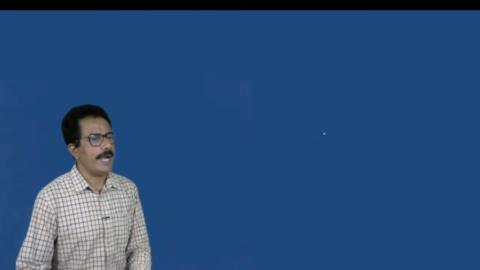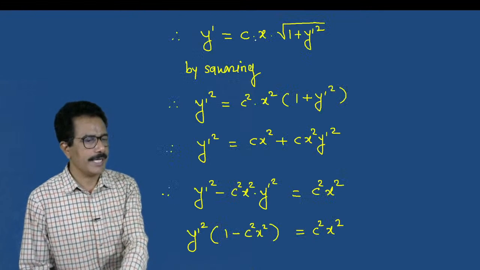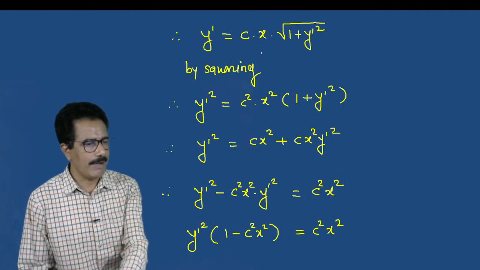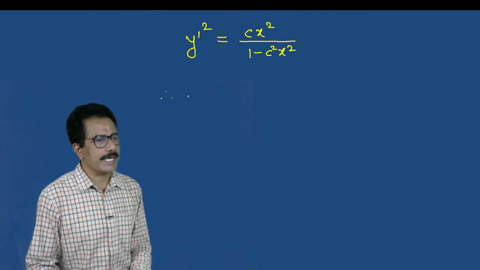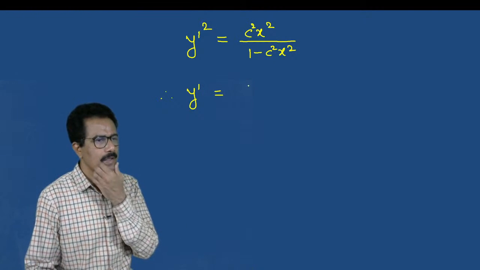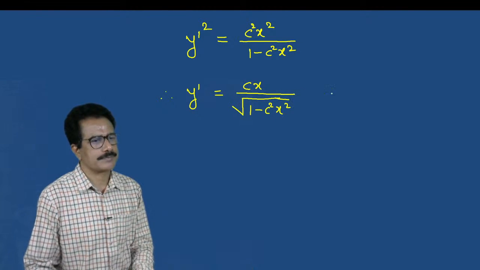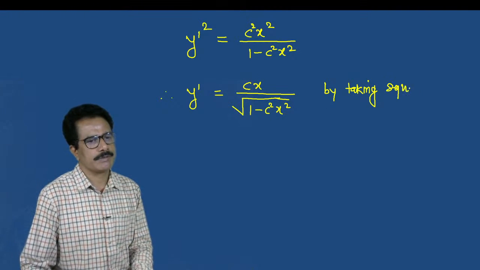So y dash square is equal to c square x square divided by 1 minus c square x square. So we can write y dash equals to, by taking a square root, cx divided by root of 1 minus c square x square.